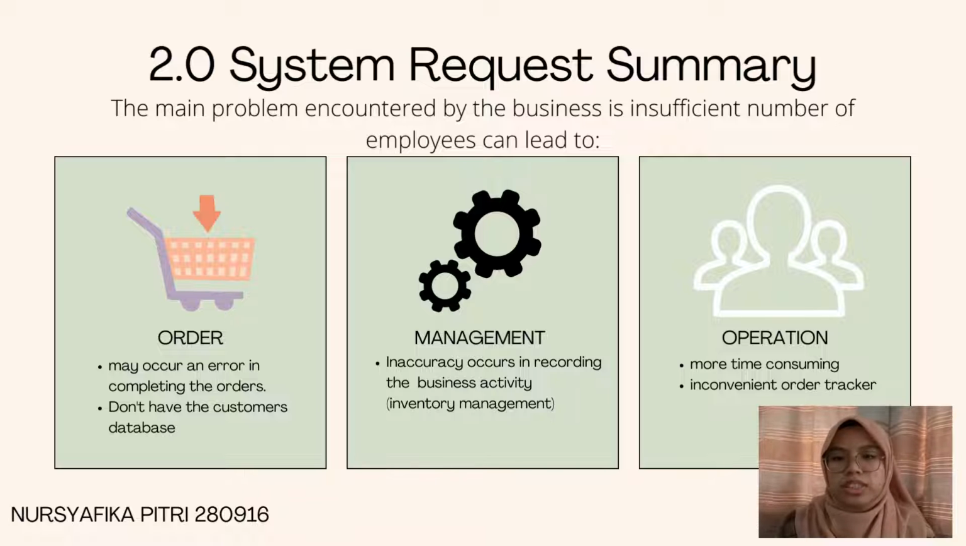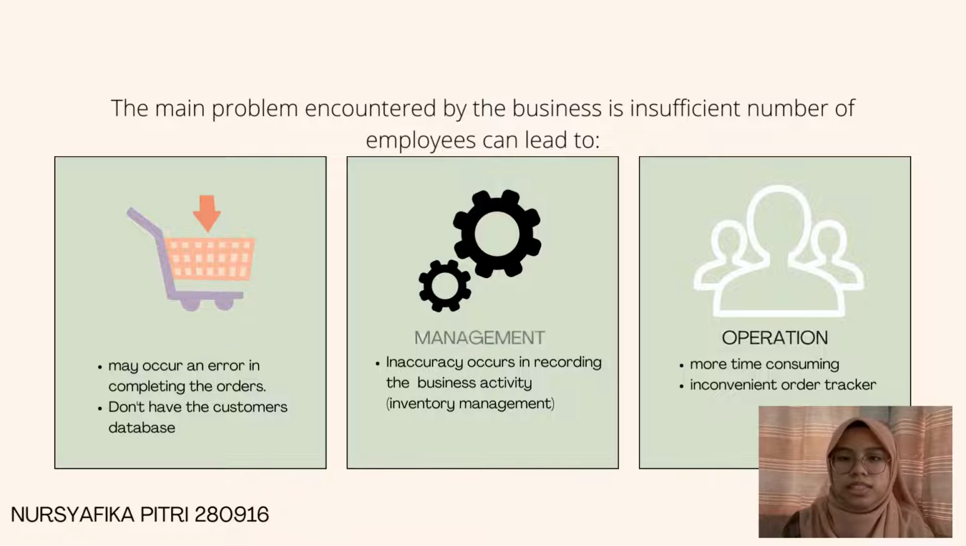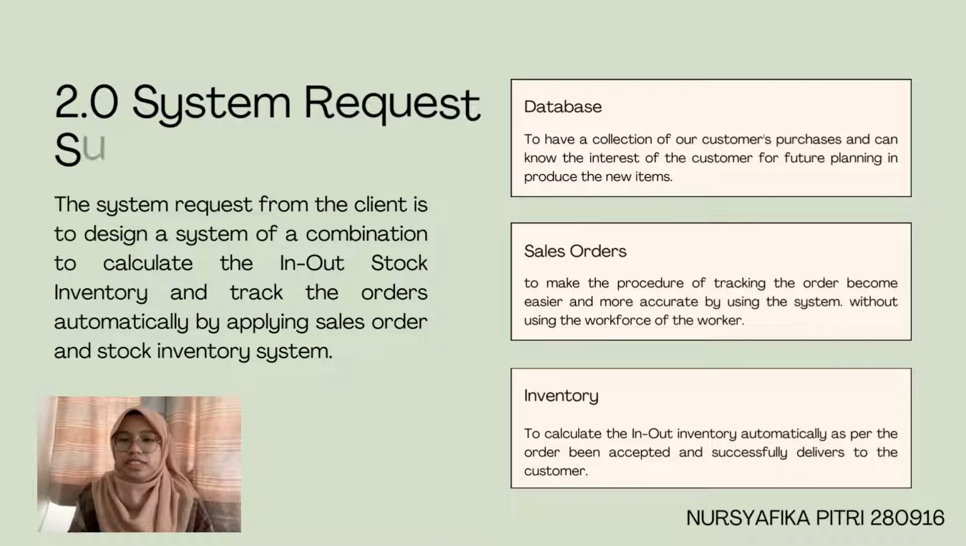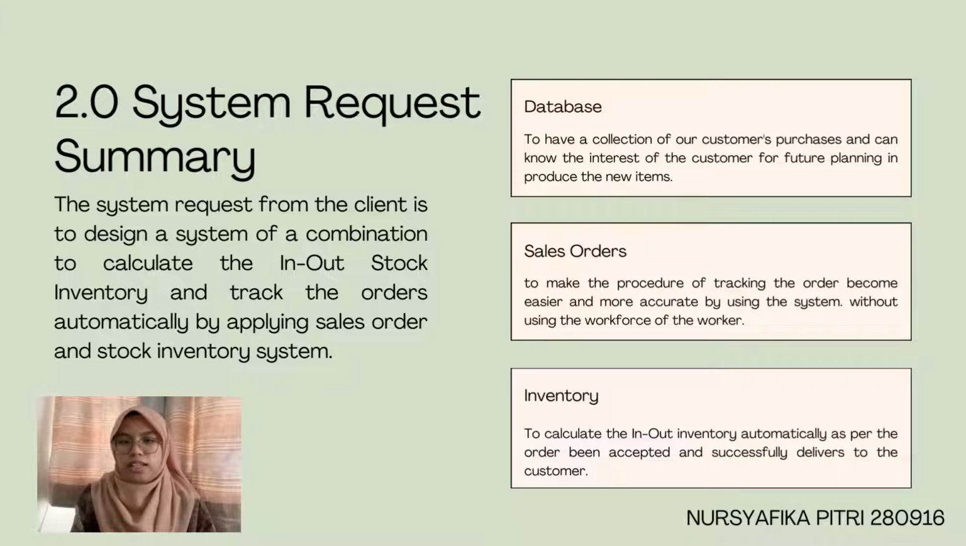And for the conclusion, a system combining the calculation of in-out stock inventory and order tracking will be designed automatically for Dynasuite Gift Enterprise. As for the reasons for creating the system, first, the business can determine the customer's interest and produce the item. Secondly, less manpower will be consumed on tracking the order process. And lastly, the inventory can be tracked automatically and calculated as orders are accepted.